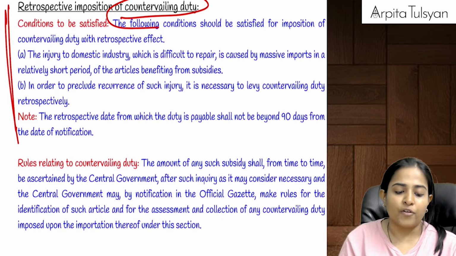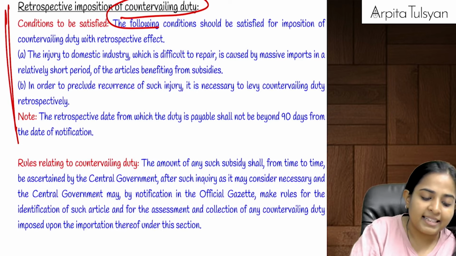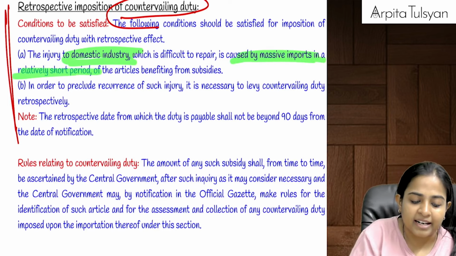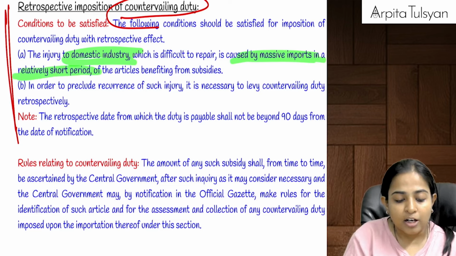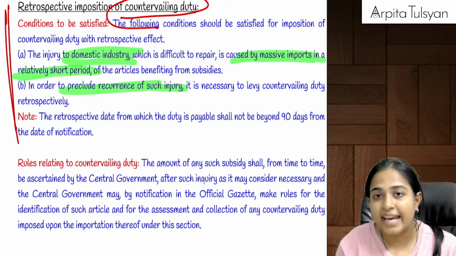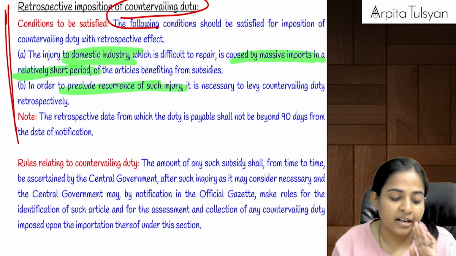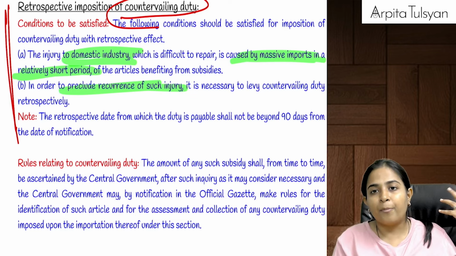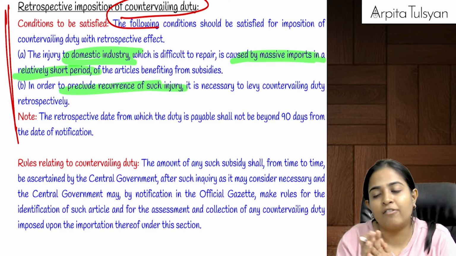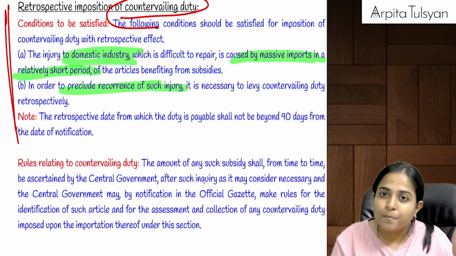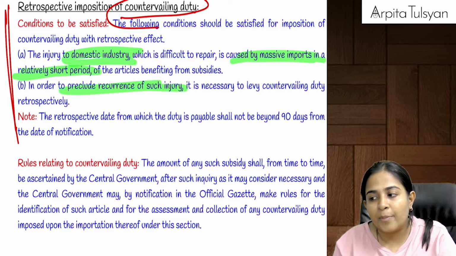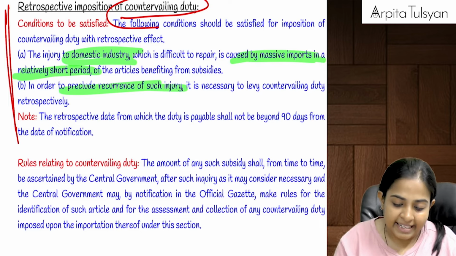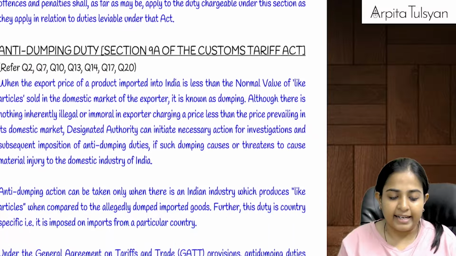Very, very important answer. If government is of the opinion that an injury is being caused to the domestic industry because of massive imports in a relatively short period, so that this injury should not happen again and again, and if government is able to check from the history of the importer that he has been doing massive imports in a relatively short time, then this duty can be imposed retrospectively also. Means today the government can pass an order for imposition of countervailing duty retrospectively, but not beyond 90 days. Not beyond means we cannot go behind 90 days. Are you clear with this?